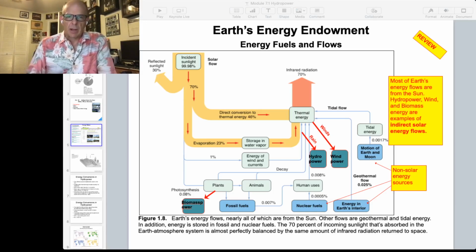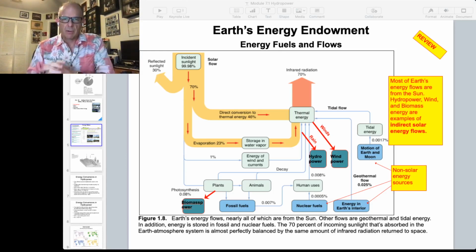We're going to be talking now about indirect solar energy. That's energy where we're not dealing directly with the sun, but we're dealing with a flow of energy that is driven by energy from the sun. So there's been some transformation of that solar energy into some other form.